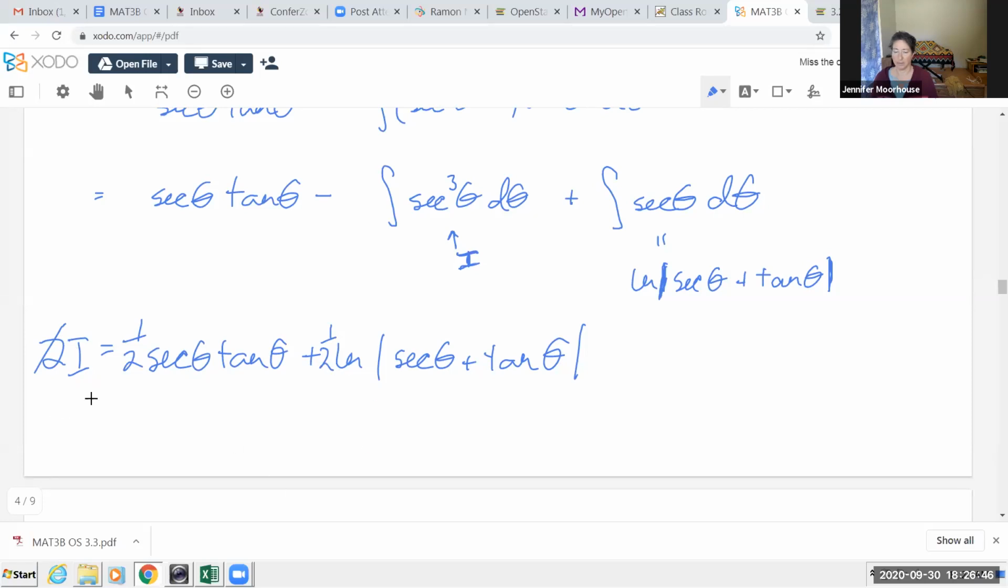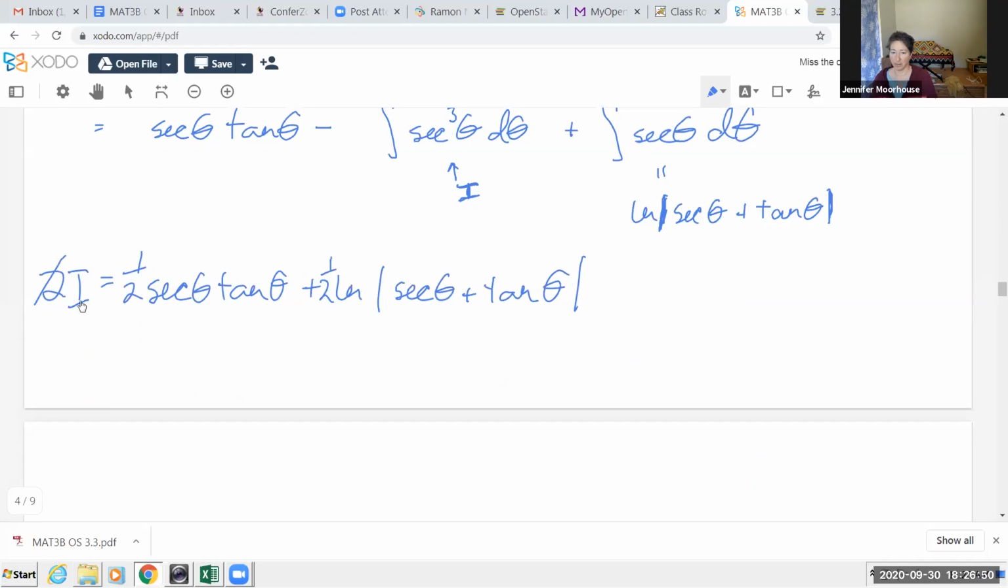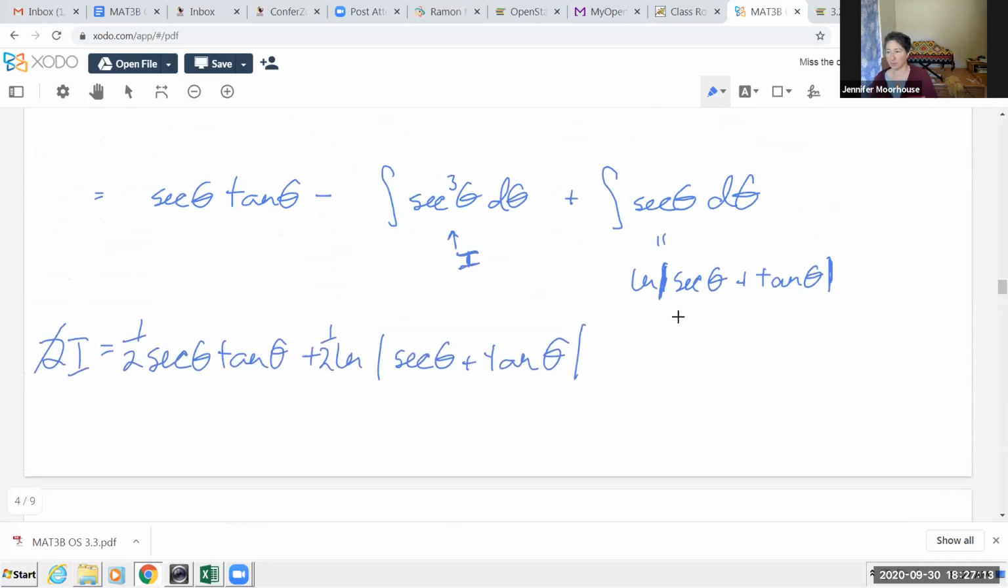So I was integrating the integral of secant cubed theta. That says the integral of secant cubed theta is 1/2 secant theta tan theta plus 1/2 ln of secant theta plus tan theta. And then we can go back and make the reverse substitution for theta, and for secant theta, and for tan theta. Whew, that was a lot.